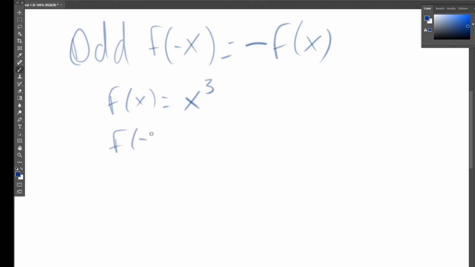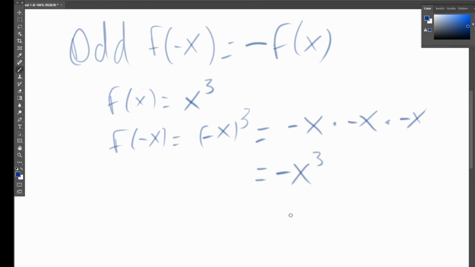We'll have f of negative x equals a negative x cubed. And what is that saying? Well, we're going to have a negative x times a negative x times a negative x, and that's going to give us a negative x cubed. So in this case, we see that replacing the x with a negative x, we're getting a negative x cubed, which is the original function, except it is now negative.